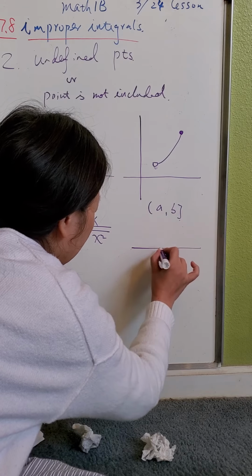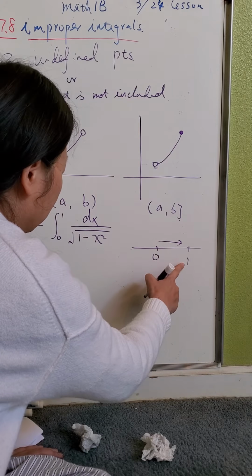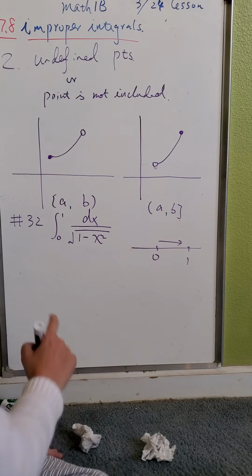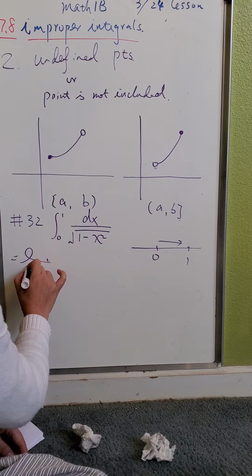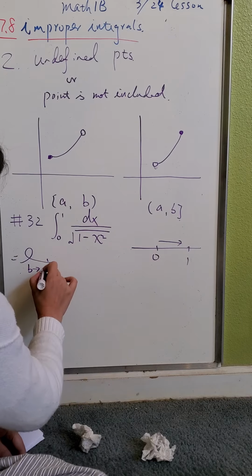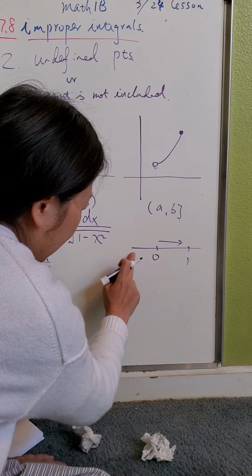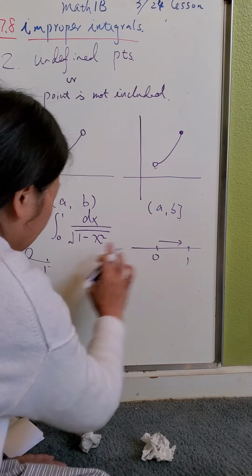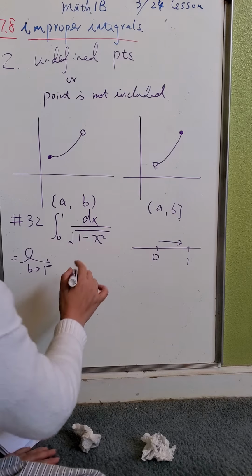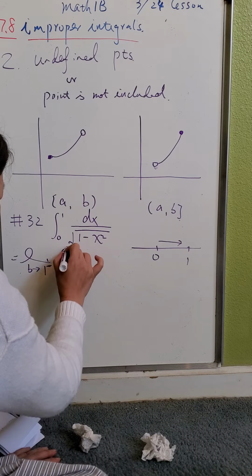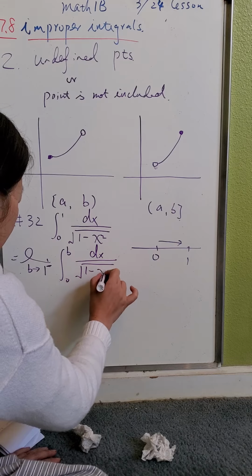So you can look here, you have 0, you have 1. When this is approaching 1, you're going to run into an undefined situation. So we're going to make this B approaching 1 from the negative side. You're going from the negative side, going this way. So that's why you need to go to 1 from the negative side. And then the integral from 0 to B, dx over 1 minus x squared.